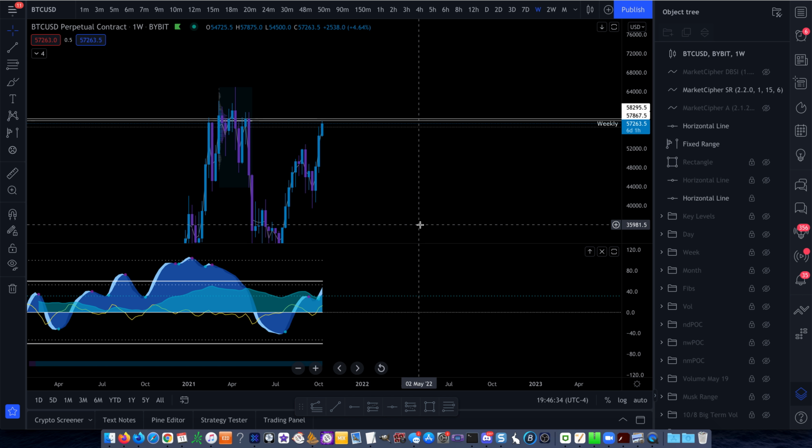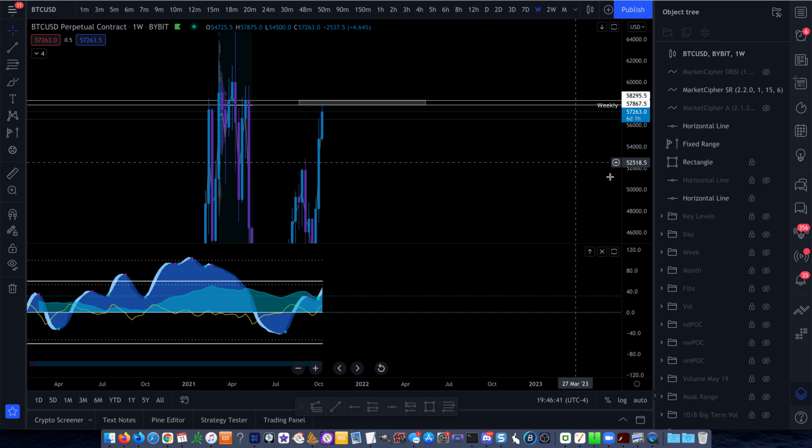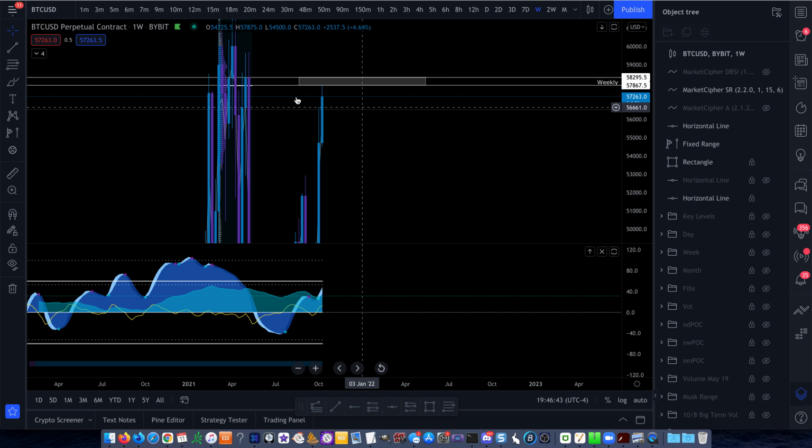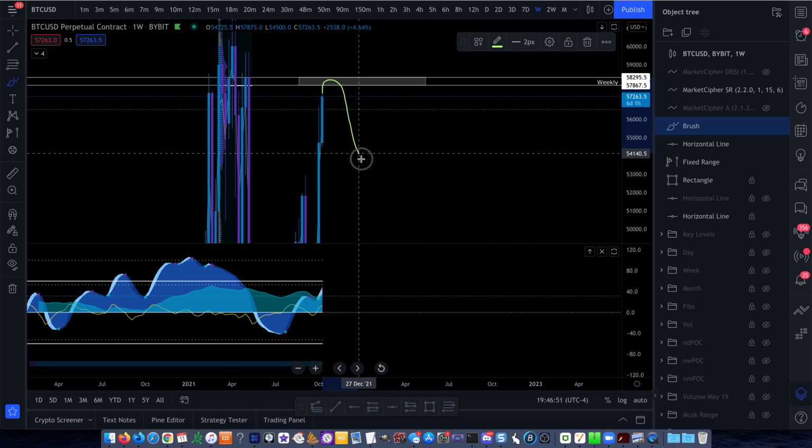So we can see that we have this important area of resistance right here, and I'm going to go ahead and draw a rectangle around that. Now, why is this so important? Because it is possible that we could actually put in a higher high and then get a retracement from here.